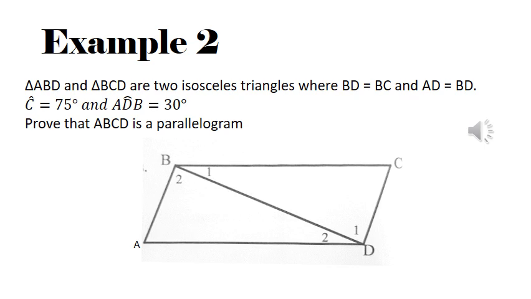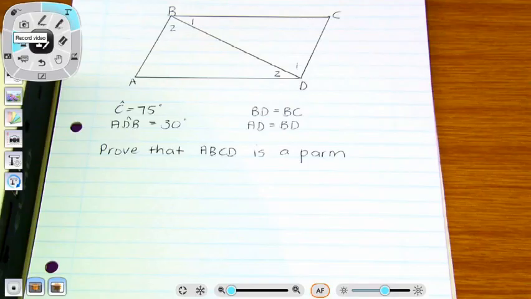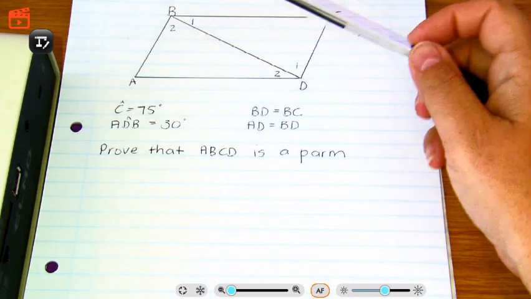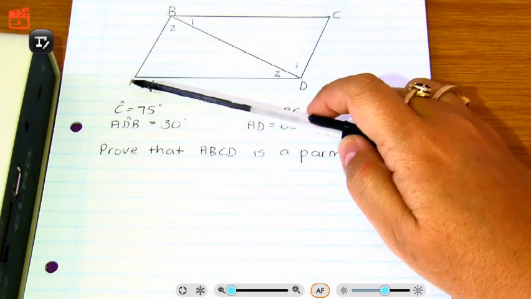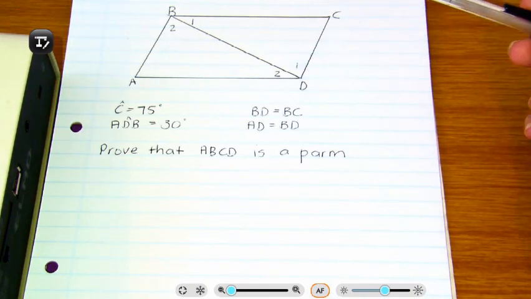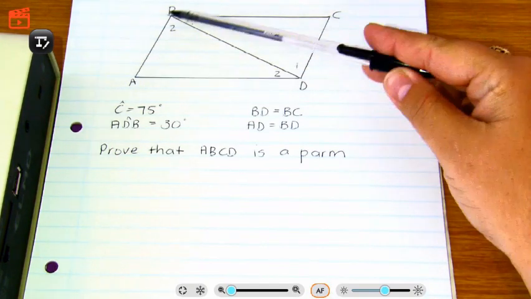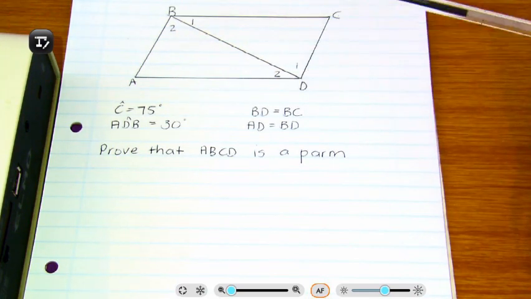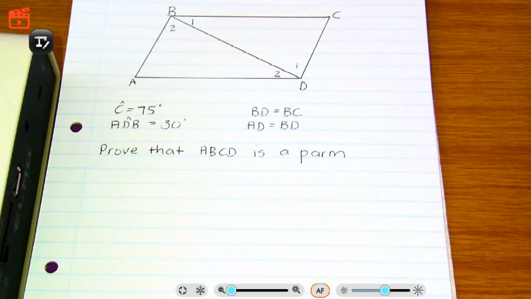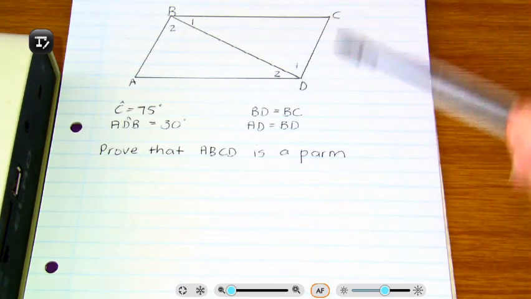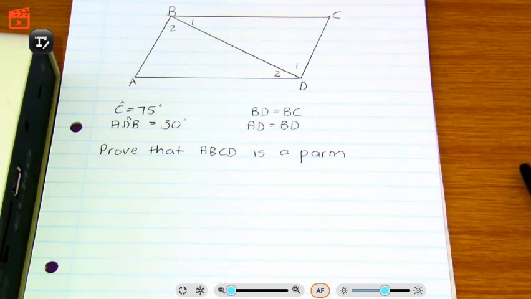I'm going to switch over and we're going to do this video as an example together. Right, so in our second example, they tell us that we have quadrilateral ABCD. They tell us that ABD and BCD are isosceles triangles, and what they want us to prove is that ABCD is a parallelogram. They give us a bit more information which I'm going to fill in now.